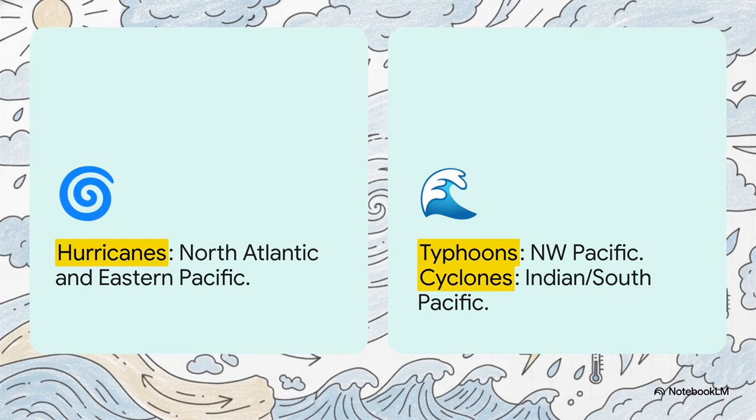Now pay close attention here, because this is a classic prelims trap: the naming conventions. The physical storm is exactly the same everywhere, but the names change depending on where you are in the world. In the North Atlantic and Eastern Pacific, they call them hurricanes. Over in the Northwest Pacific, they are typhoons. And in our neck of the woods, the Indian Ocean and South Pacific, we just call them cyclones. Same exact monster, just different names.